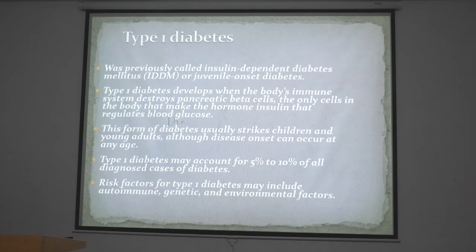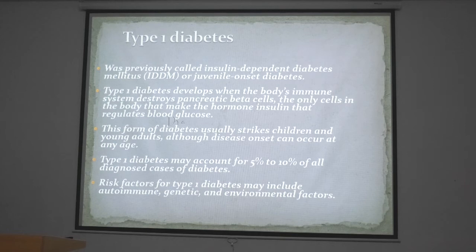Okay? Now this form of diabetes usually strikes children and young adults, although disease onset can occur at any age. Means generally type 1 subjects you will find in the children population. Type 1 diabetes may account for 5% to 10% of all diagnosed cases of diabetes. That is what we call disease incidence.